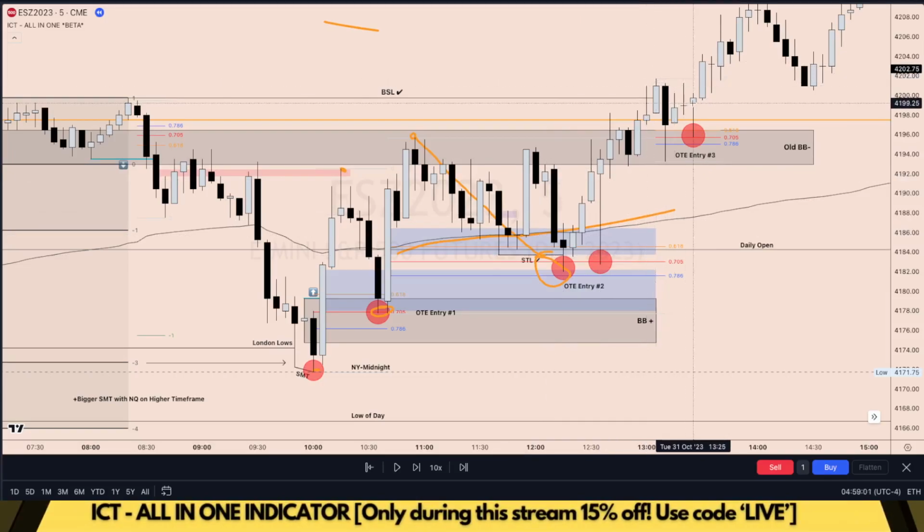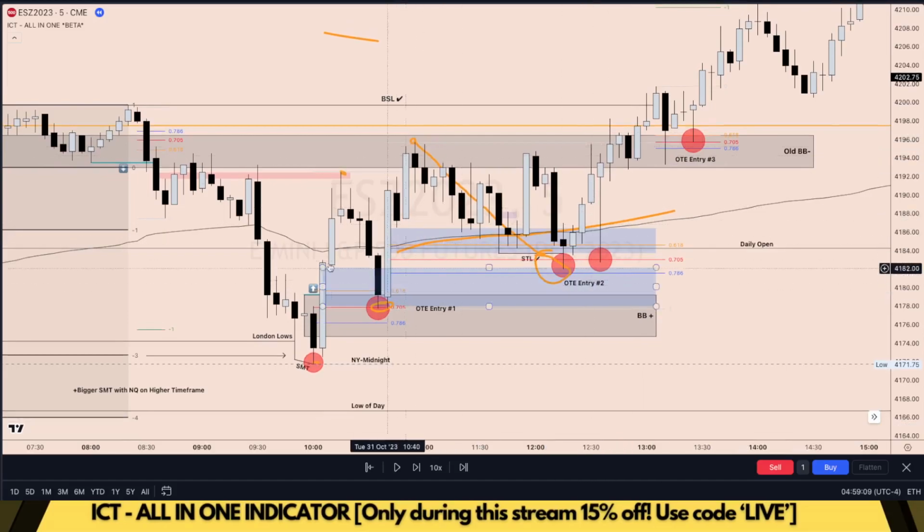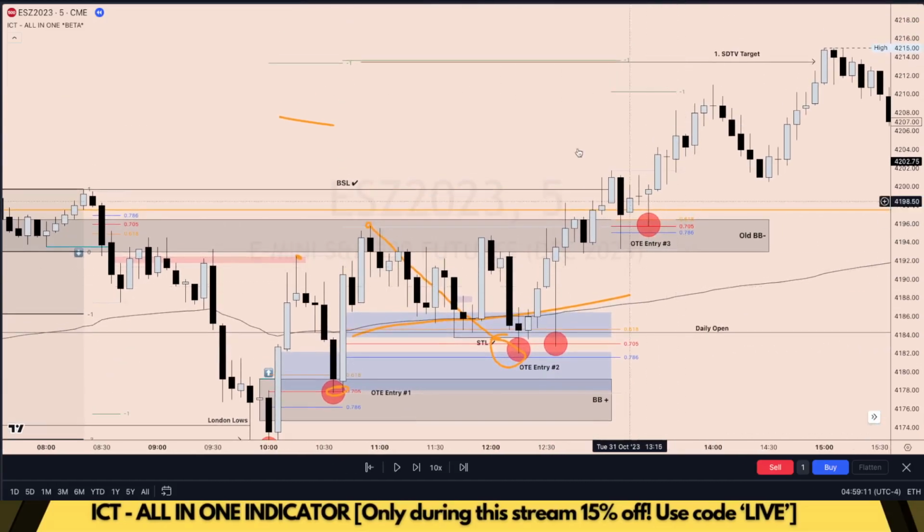New York local time, 1:30 delivered the breakout above the high, and from there on we simply continued further to the upside. Now let's see where all these standard deviation targets line up.